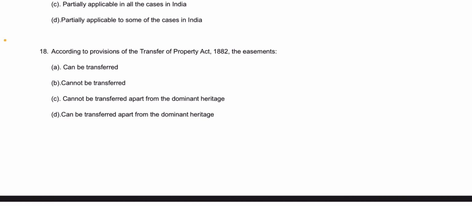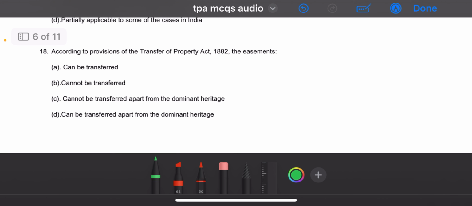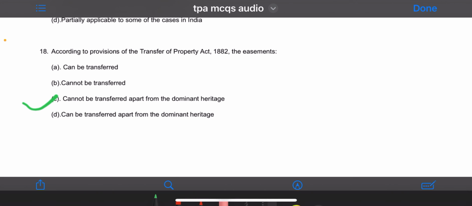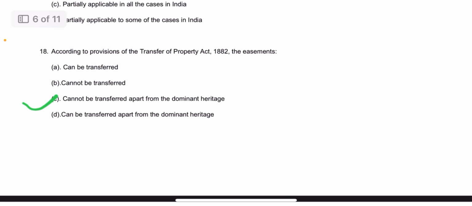18th question is, according to provisions of the TPA, the easements. The options are A, can be transferred. B, cannot be transferred. C, cannot be transferred apart from the dominant heritage. D, can be transferred apart from the dominant heritage. So the correct answer is C, cannot be transferred apart from the dominant heritage.